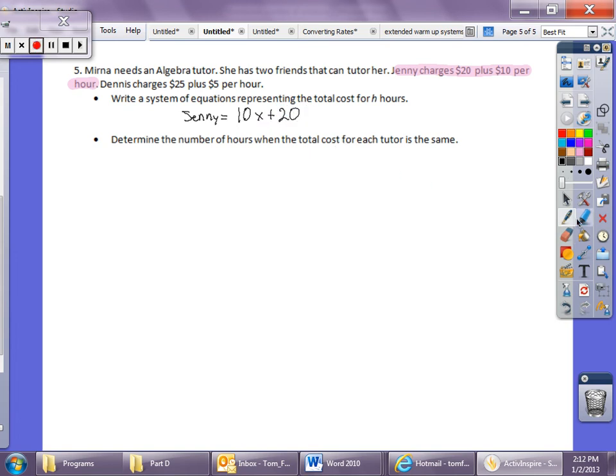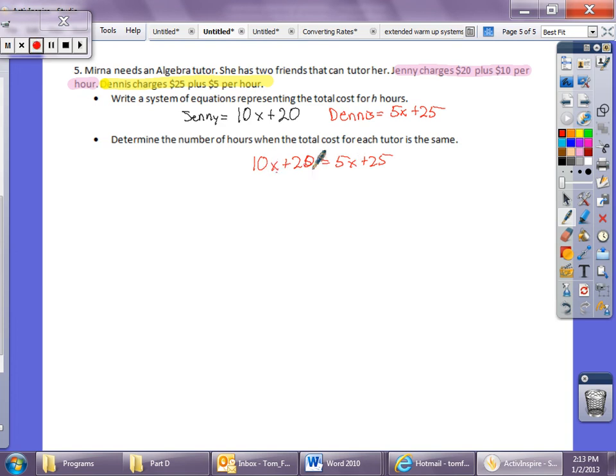And then we have Dennis. It says Dennis charges $25 plus $5 per hour. So for Dennis, it is going to equal 5x plus 25. Determine the number of hours when the total cost for each tutor is the same. Well, when these are the same, we say 10x plus 20 equals 5x plus 25.